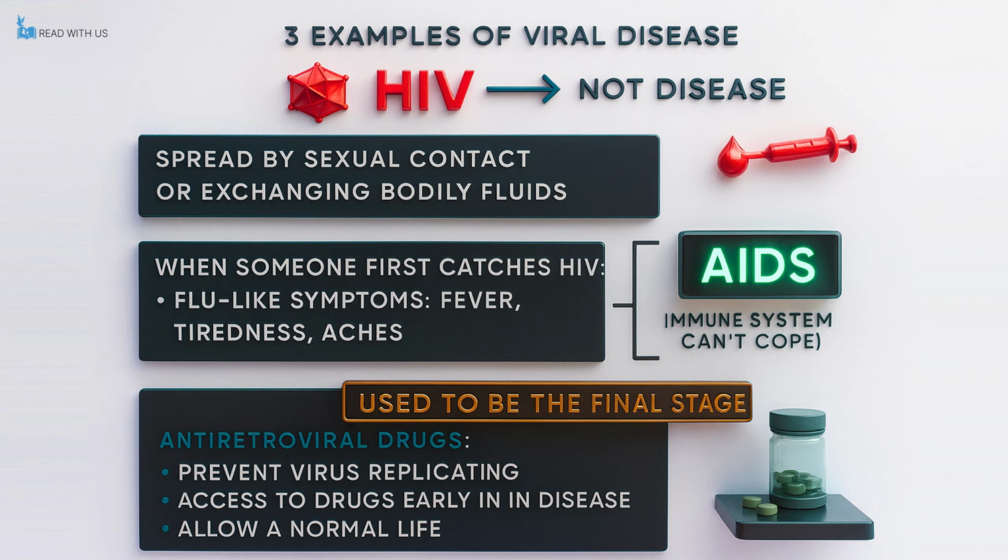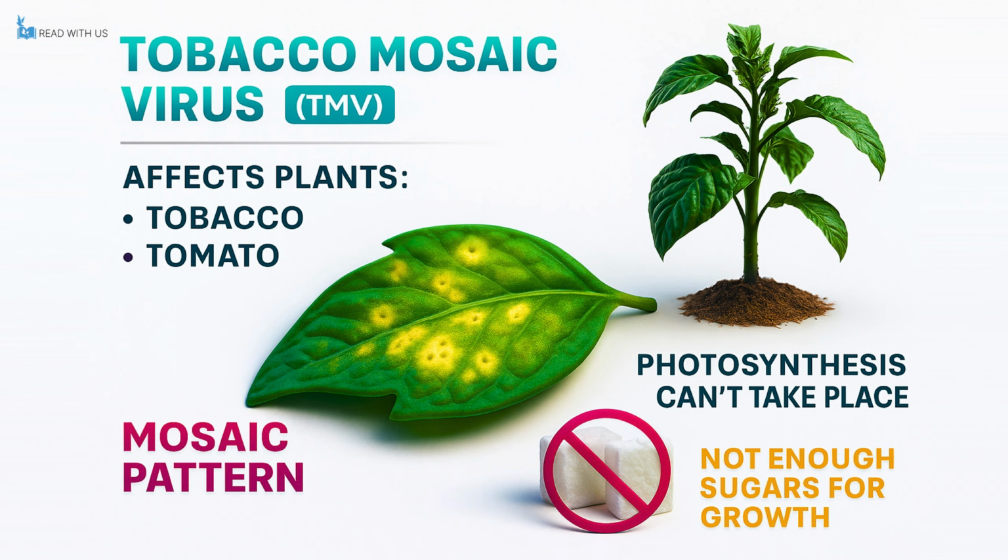In the past, AIDS was considered a death sentence, but today, medical science has improved. We now have special medicines called antiretroviral drugs, which do not cure HIV, but stop the virus from multiplying inside the body. If these drugs are taken early and regularly, a person with HIV can live a long and healthy life. The third example is a viral disease that affects plants rather than humans.